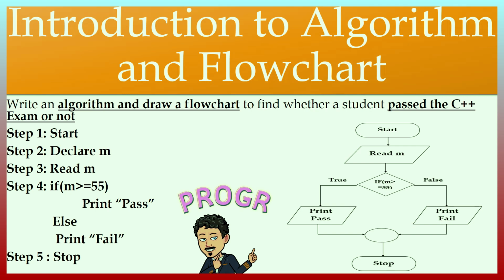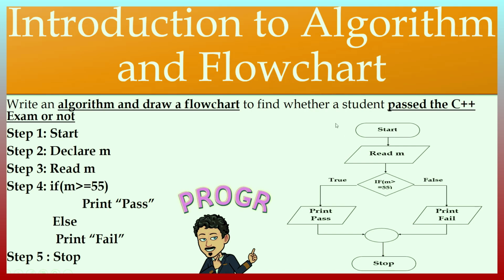Step 4, if condition m greater than or equal to 55. If the mark is equal to 55 and above, it means that it is pass. If the condition is true, it will print pass. If the condition is false, it will print fail. And step 5, stop. You're going to stop the algorithm. Now, we'll see how to convert this algorithm into a flowchart.